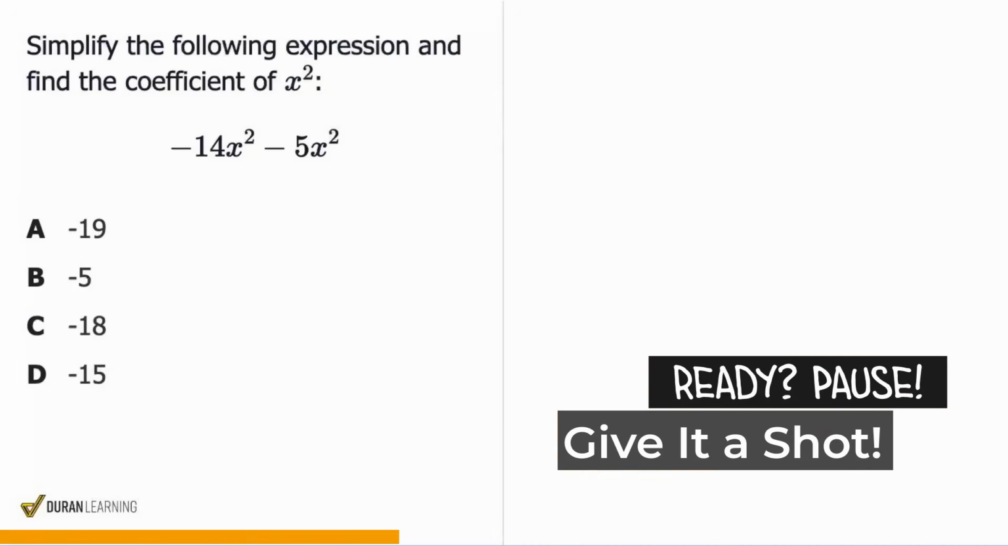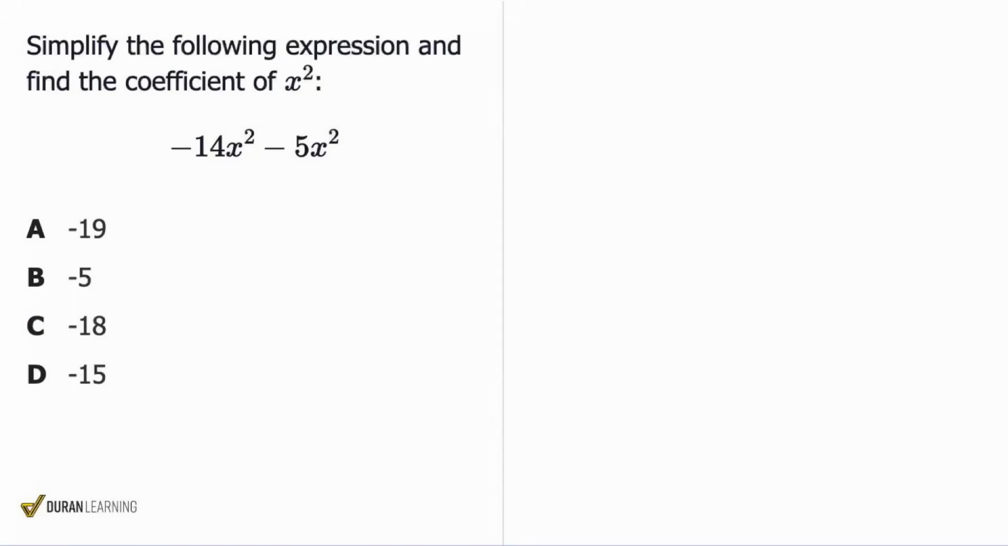So here we are with the next question. We have: simplify the following expression and find the coefficient of x squared. Okay, sounds good. So what this means here, everybody, is simplify. So, open any parentheses, combine any like terms. And then at the end of the day, we're focusing specifically, pay attention, on the x squared. So luckily for us, we're only dealing with x squared. So all we really need to do here is combine these terms.